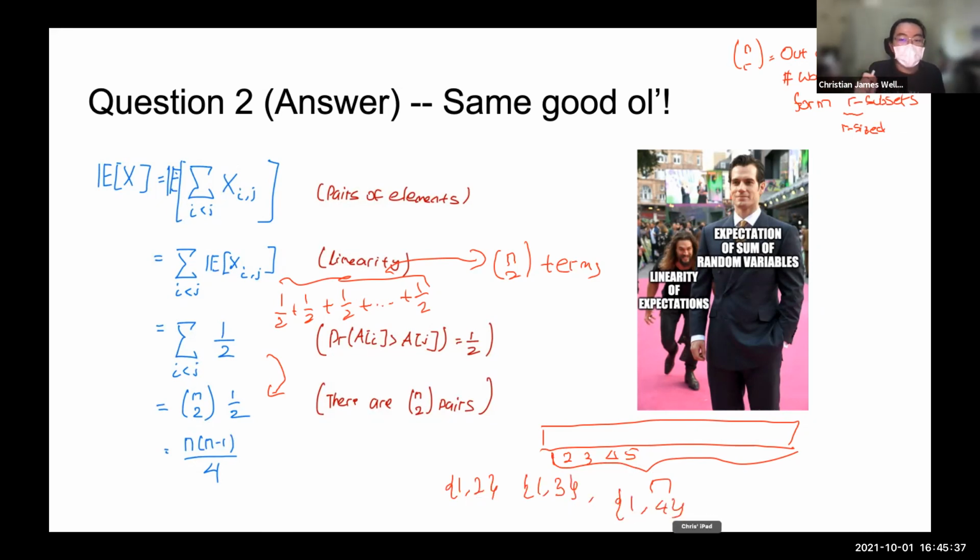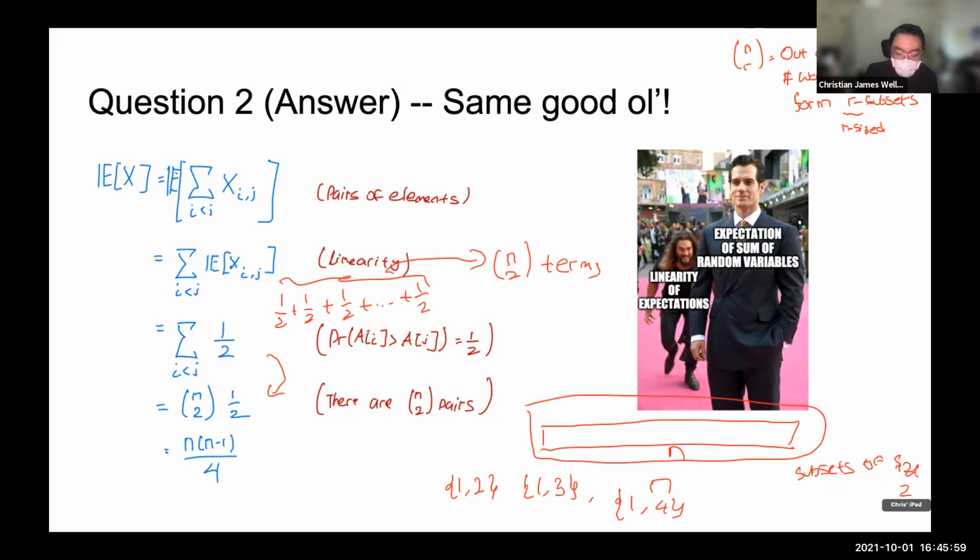Okay, so there are n choose 2 pairs because basically we want to count all the possible subsets of size 2 out of the n things that are here. We want to find subsets of size 2, a pair of elements, basically. So subsets of size 2, and that will be n choose 2.